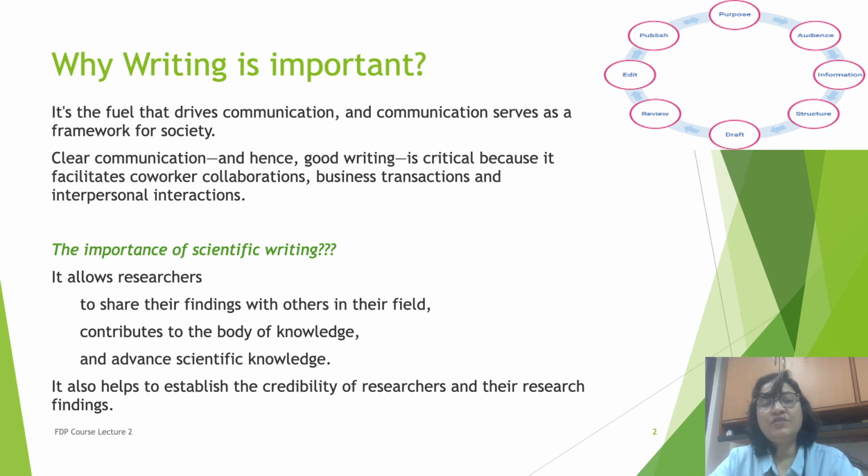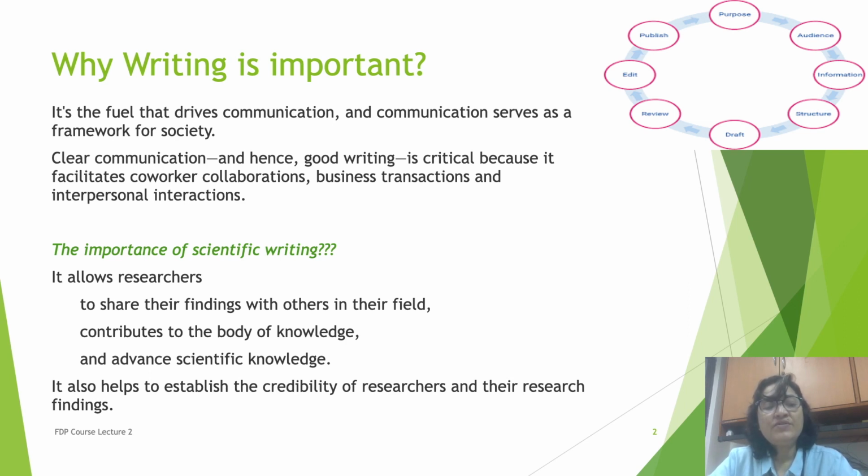So you let others know what work you are doing, and for this clear communication and hence good writing skill is critical because it facilitates co-worker collaborations, business transactions, and interpersonal interactions, right? In this case, we as scientists are mostly interested in collaborations, right? And letting the scientific world know about what our research is and what we are working on. The importance of scientific writing: this was about writing in general, right? But why does a scientist need to be so good at writing?